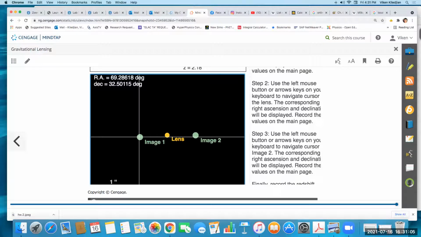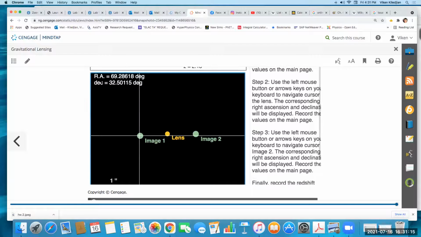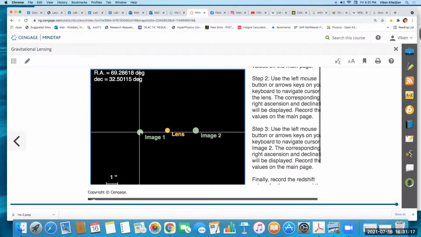Just like longitude is measured from a line going through Greenwich, England. Declination is like latitude on Earth. It's measured from the celestial equator. So that means this image is above the celestial equator, 32.5 degrees. So you take a snapshot of that.